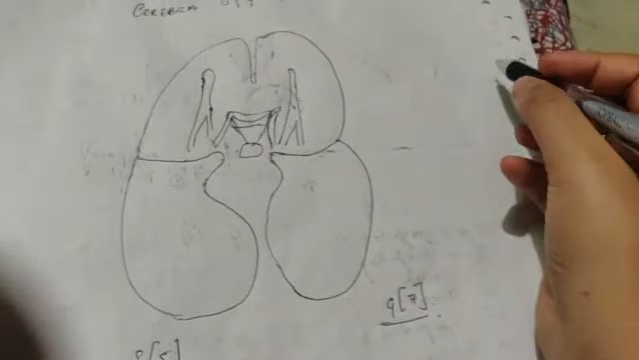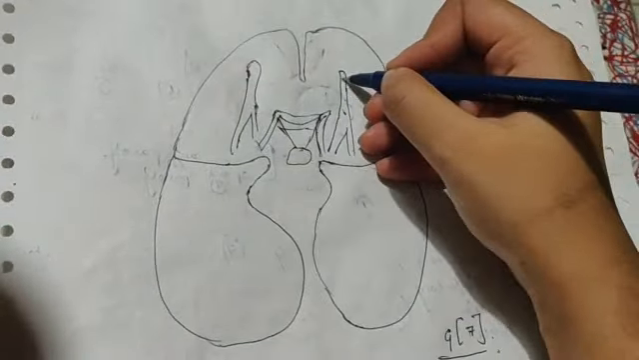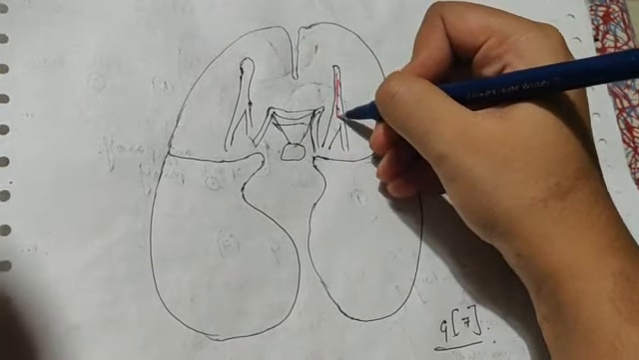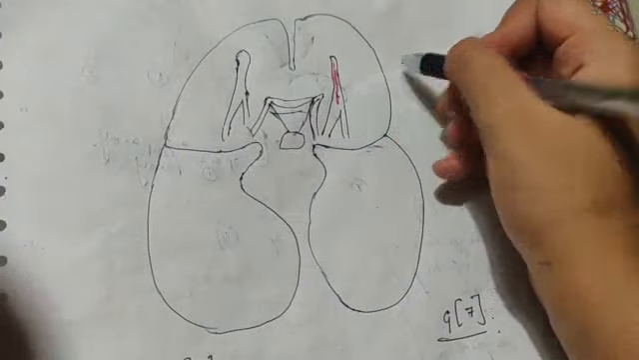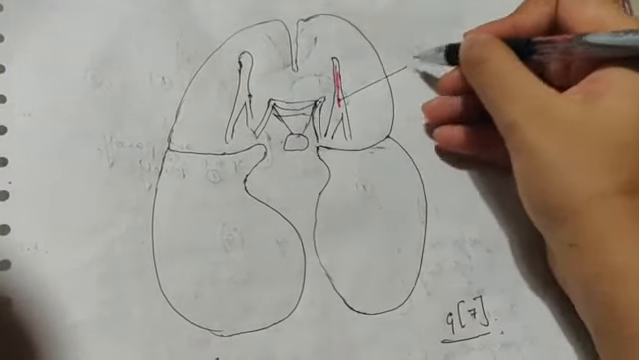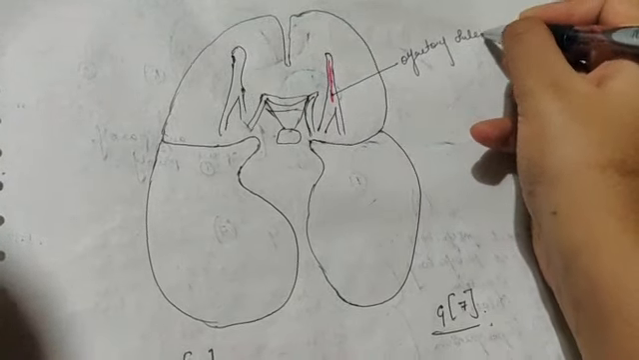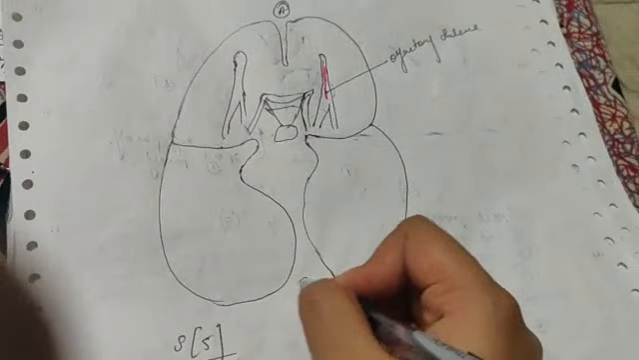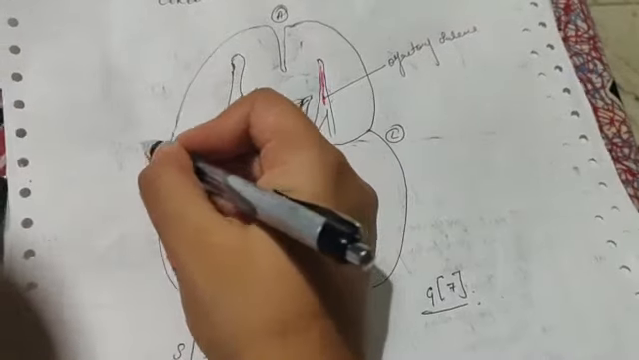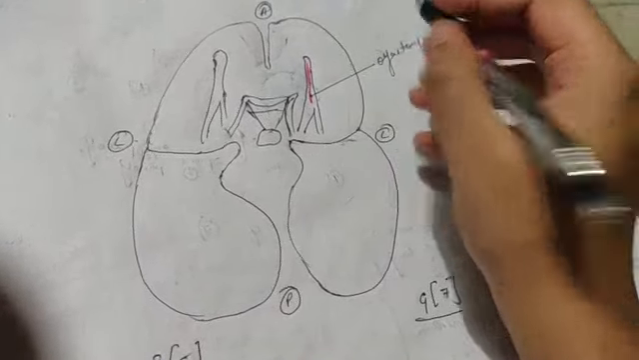Okay, so starting with the sulci. So first here, this is the olfactory sulcus. Oh yeah, and you need to know that this is anterior, this is posterior, and these two are lateral. Okay, so this is your olfactory sulcus.